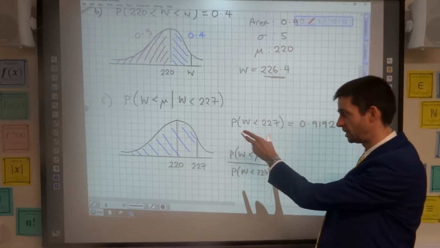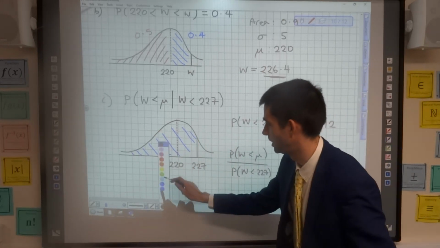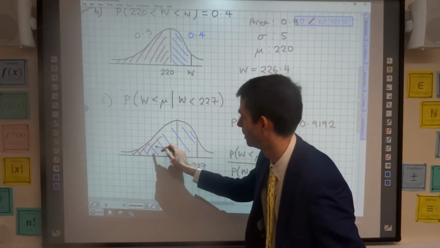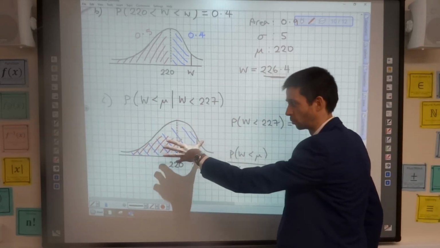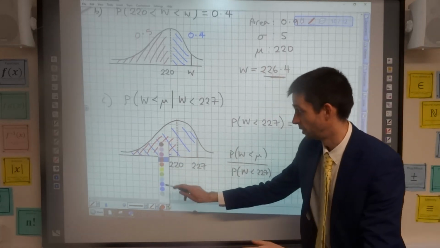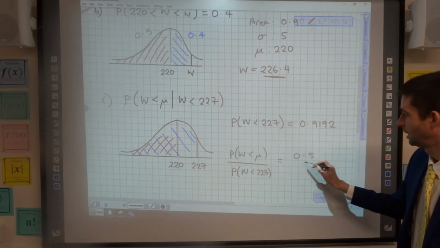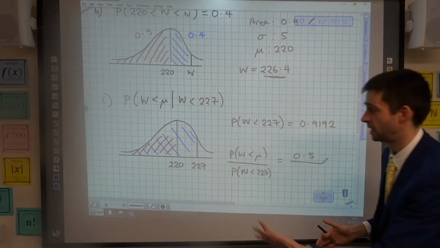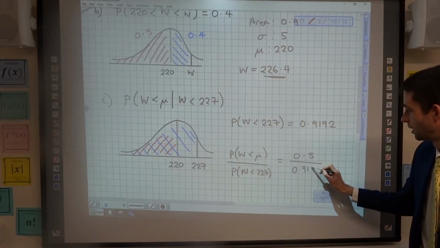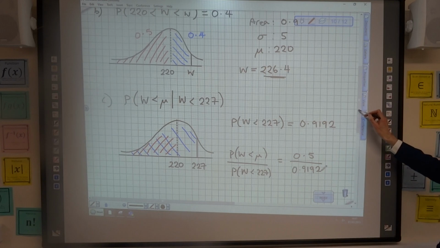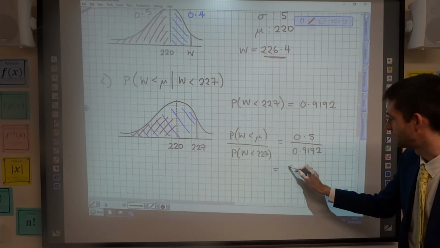we're saying what's the probability that you're in this bit, given that you're already in the blue bit. So I'll just shade the bit to the left of the mean. So what's the probability that we're in here, given that we're already in here? Well, the probability that we're in the red bit, below the mean, is 0.5. And the probability that we're in the bit below 227 is 0.9192.